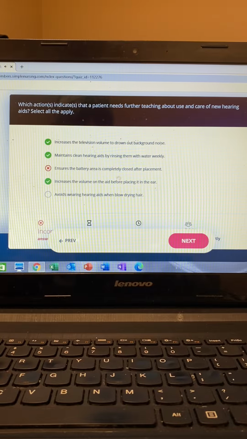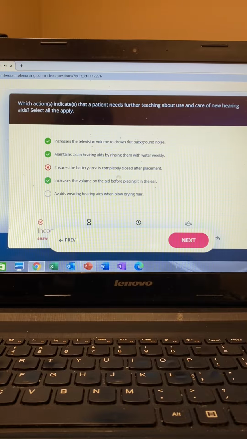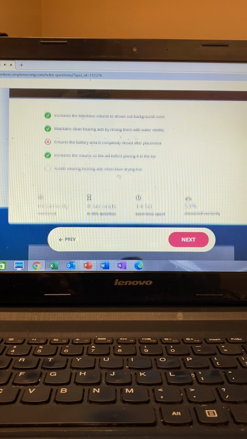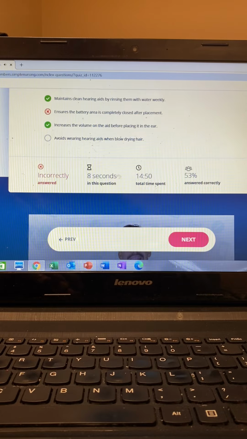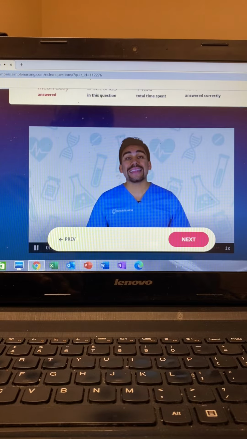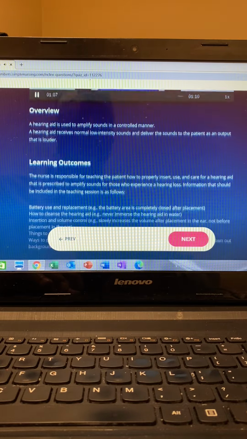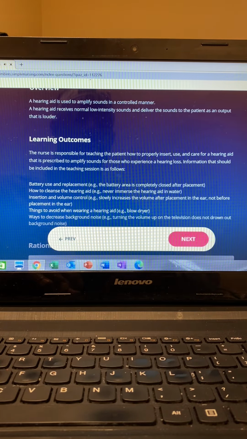in place. And option number 4, we have to choose, increasing the volume once it's inside the ear, guys, not before. And lastly, option number 5, we have to skip. We shouldn't blow dry the hair with the hearing aid in because the noise and the heat might hurt the patient. Okay, that wraps it up. For more details and test tips, please see the rationale below.